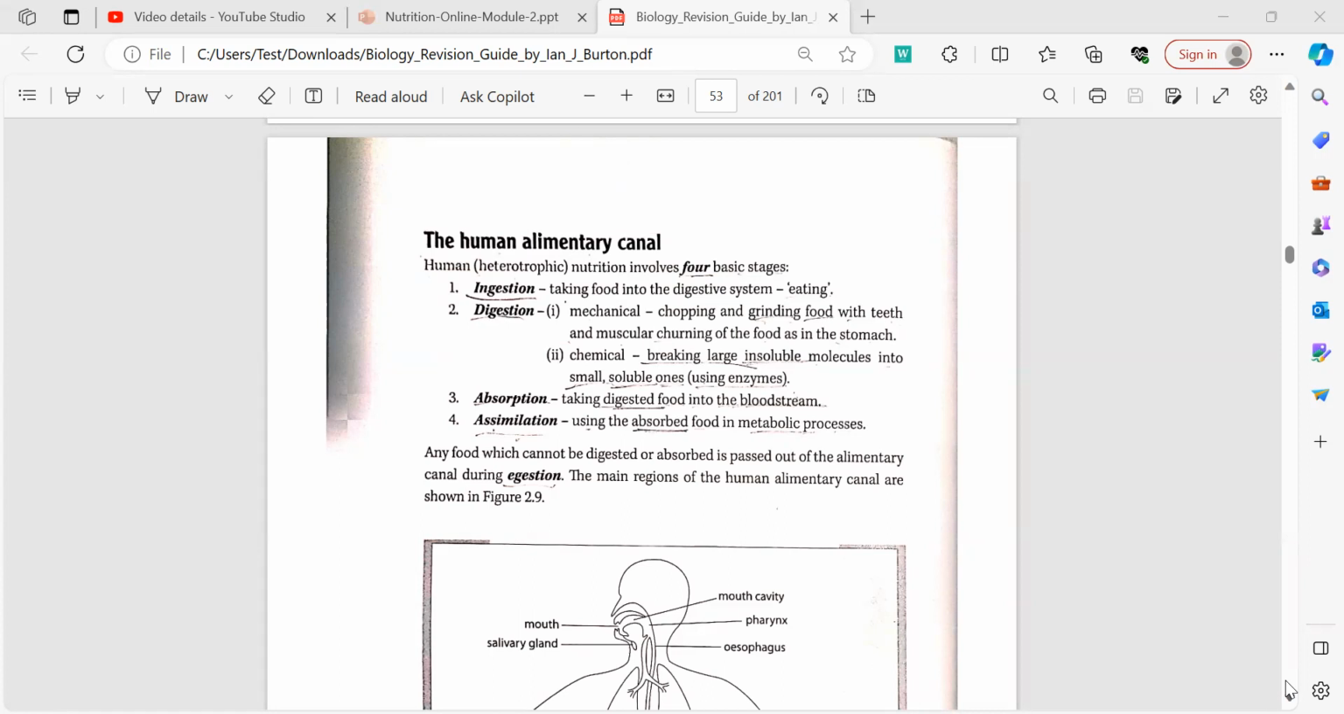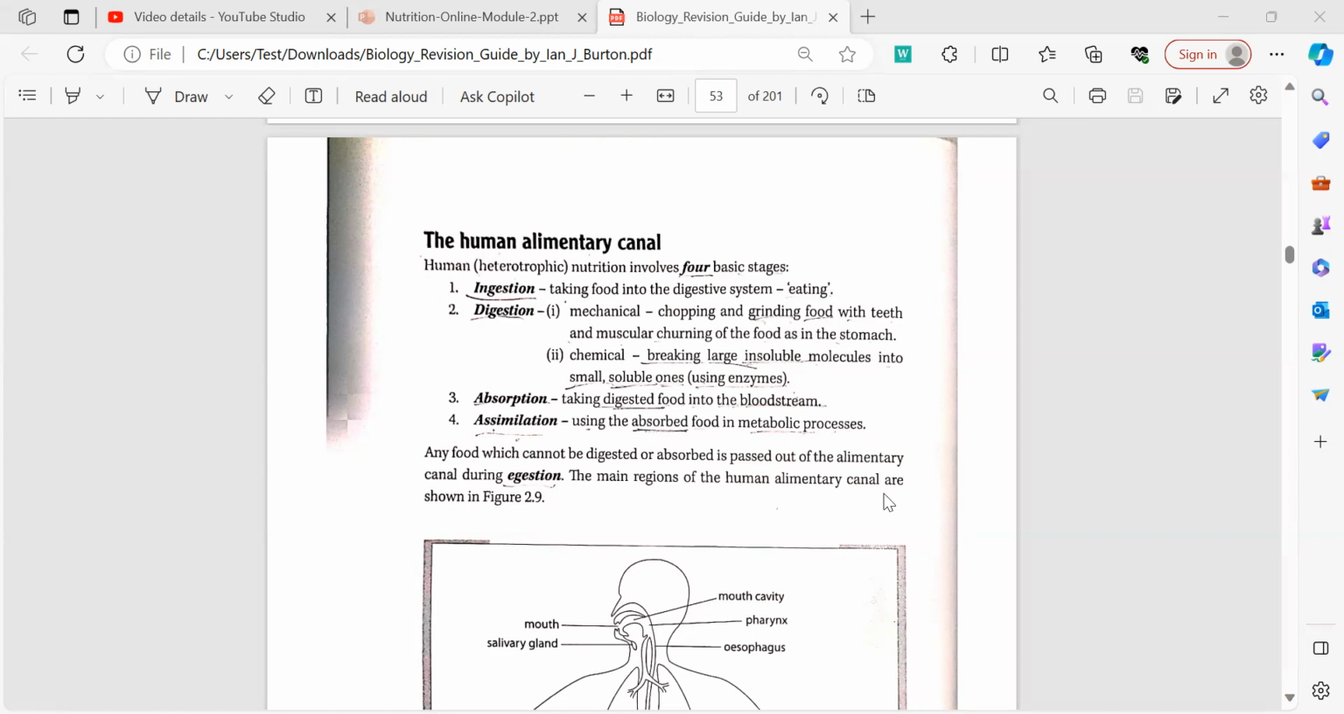Since our previous topic was on enzymes, saliva has an enzyme called salivary amylase, which breaks down the starch into maltose. Basically, it breaks down all the carbohydrates. The carbohydrates include foods such as potatoes, onions.